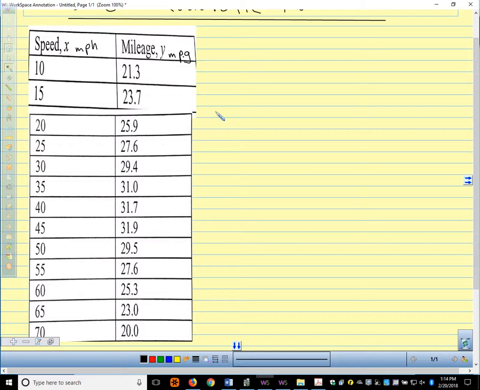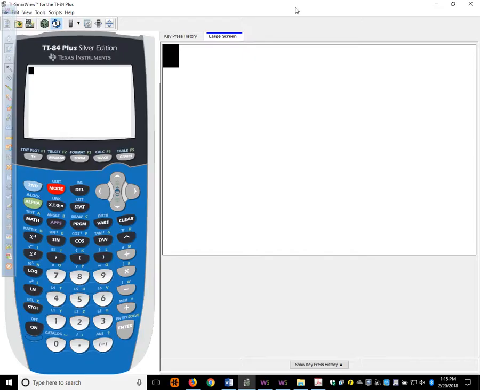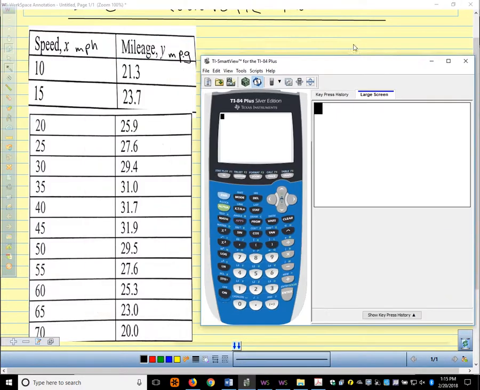And what we want to do is construct a model for this data and use the model to decide what speed gives us the highest mileage, not based on what we measure. We want to construct a model and use the model to give us that information. So this is the set of data that we're going to use. I'll give you a second to write that down. Let me get my calculator here.